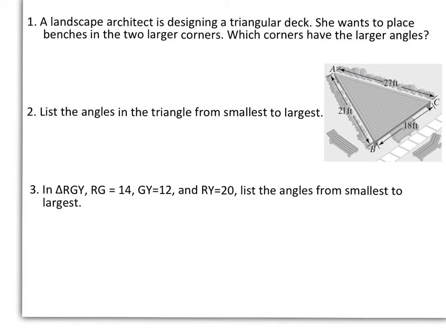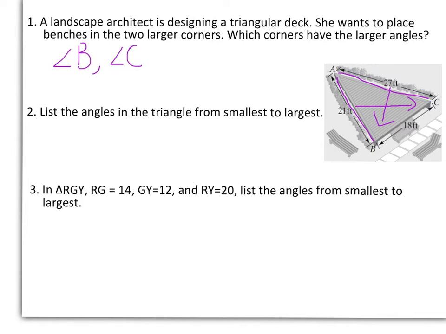Okay, number 1 says a landscape architect is designing a triangular deck. She wants to place benches in the two larger corners. Which corners have the larger angles? So we said that the largest angle will be opposite the longest side. So if my longest side is AC, then opposite that would be angle B. So angle B is one of my larger angles. And then I see my next longest side is AB, and that is opposite angle C. So angle B and angle C are my two larger angles.